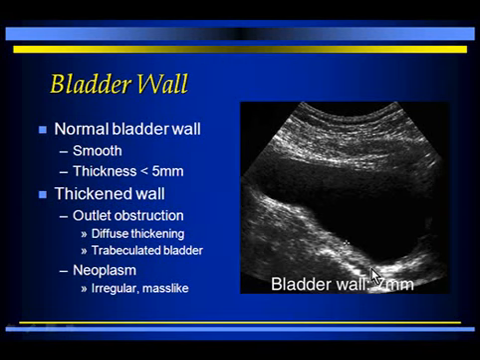Now obviously this bladder wall is measured when the patient has a full bladder. Once again, a thickened wall, if it's diffuse thickening, we could be talking about outlet obstruction or a neurogenic bladder. That could be diffusely thickened and often appears trabeculated. When we're talking about a neoplasm, frequently the thickening is focal, it's irregular, and it's mass-like.